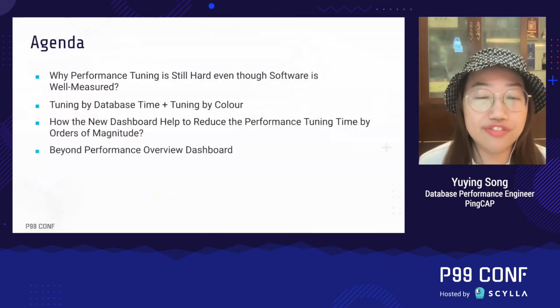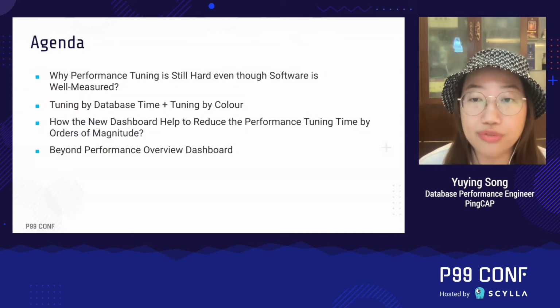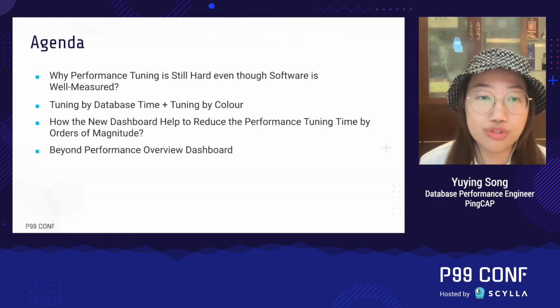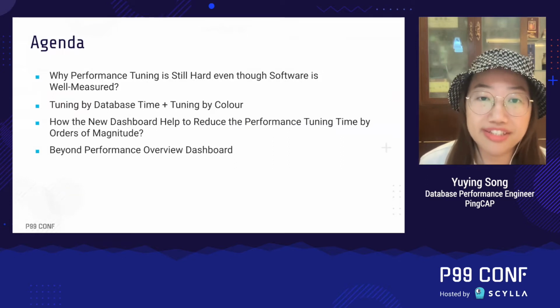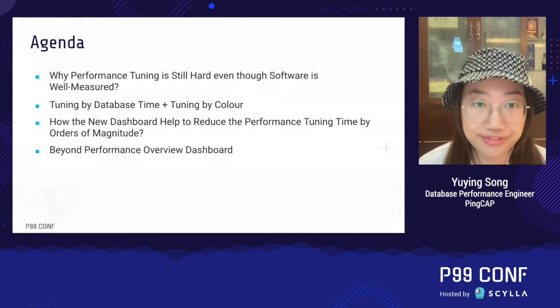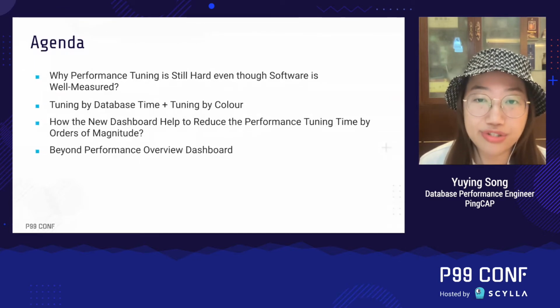Here's the agenda of today's session. First, we will talk about a pain point of a lot of software: why performance tuning is still hard even though software is well measured. And then I will introduce two methodologies. One is tuning by database time, the second is tuning by color, which has been adopted by the database industry for decades, and how we apply it to improve TiDB's performance tuning and observability.